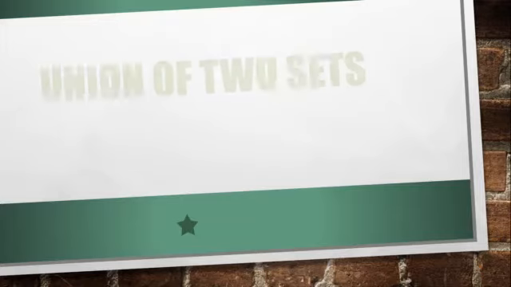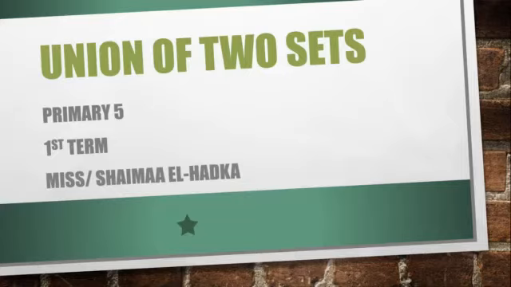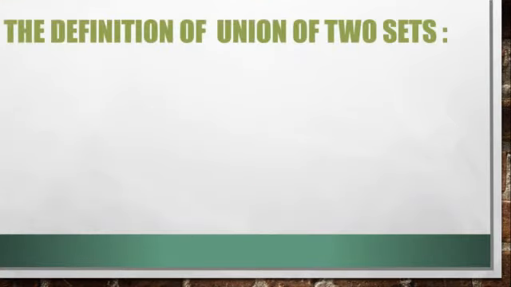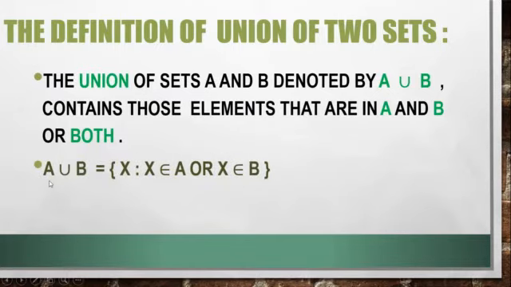Our lesson is called Union of Two Sets. The definition of union of two sets: the union of two sets A and B, denoted by A union B, the symbol is called union, is the set that contains those elements that are in A or B or both. A union B equals the set of X such that X belongs to A or X belongs to B.